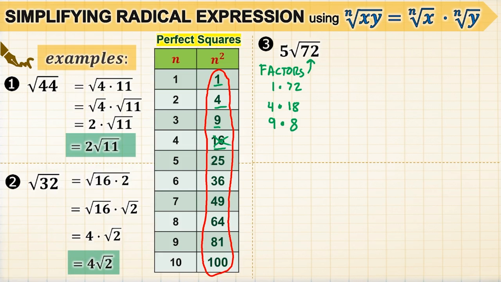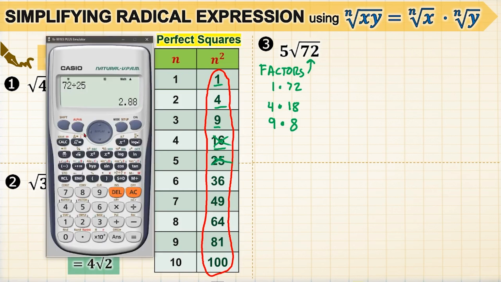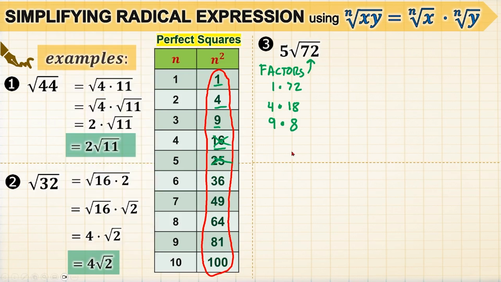So, try naman natin yung 36. Yan. So, let's divide 72 by 36. We can see that our answer would be equal to 2. That means we can say that 36 times 2 is equal to 72. Ayan. So, 36 times 2 is equal to 72.